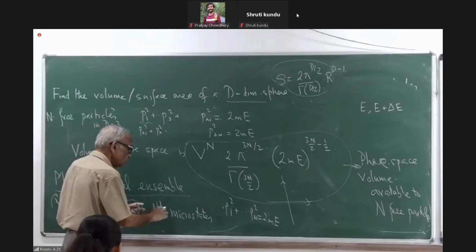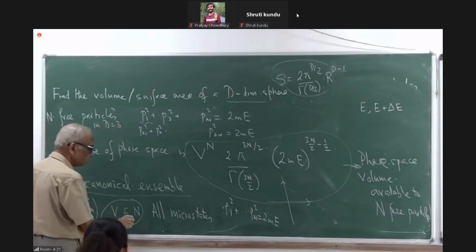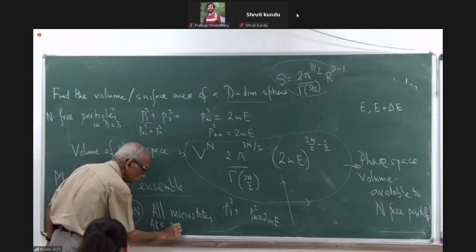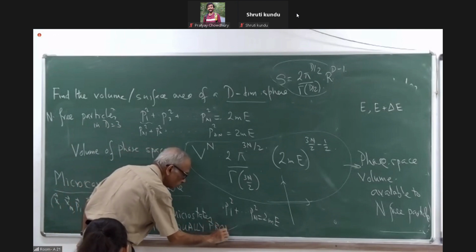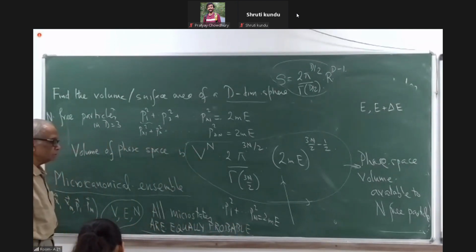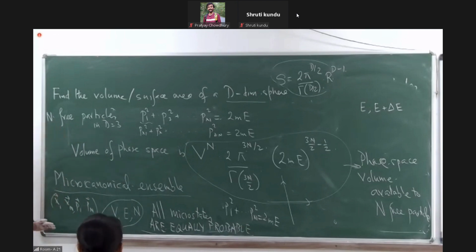All microstates, so microstates are each point of these, all microstates are equally probable. So that's the Boltzmann hypothesis, which defines the so-called microcanonical ensemble. There is no ensemble really as such over here.